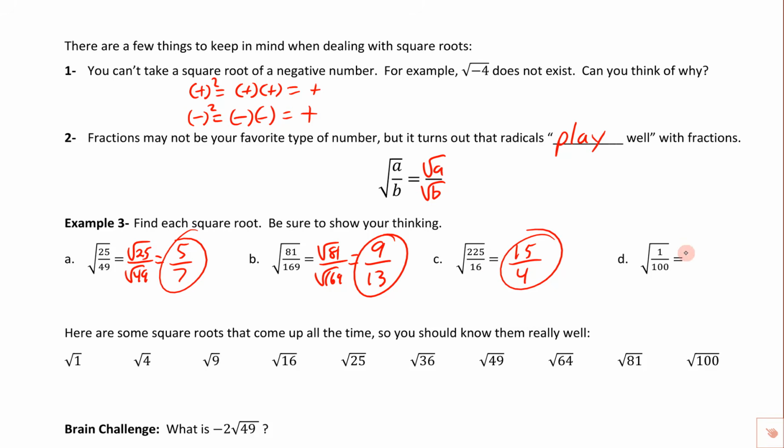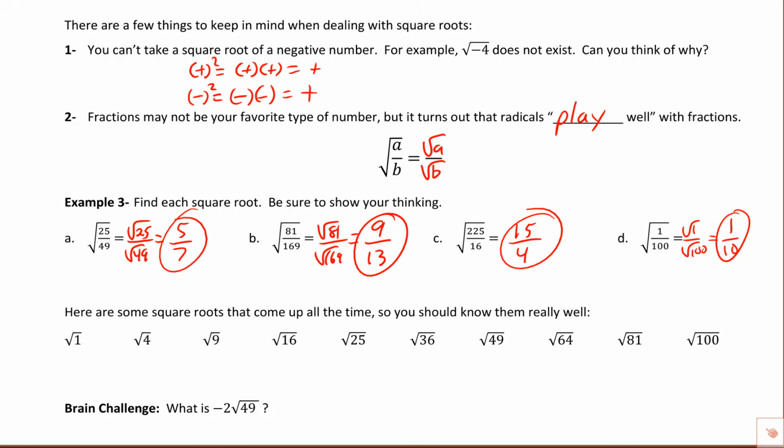And then take a look at this one right here. We'd have the square root of 1 on the top and the square root of 100 on the bottom. Square root of 1. What number do we square to get 1? That would be 1. And what number do we square to get 100? That would be 10, so our answer on that one is 1/10. So again, fractions work really well with radicals. They're really easy to use. There are a lot of nice properties.